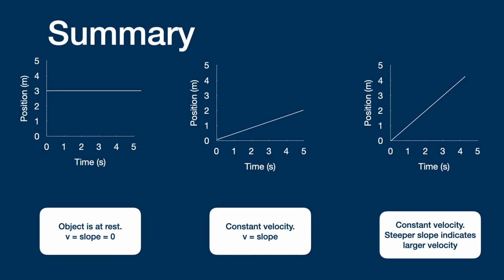In the second graph, we have a linear position versus time graph. This indicates that the object is moving and it's moving at a constant rate, which means there's no acceleration. We're not speeding up or slowing down. The last one, same idea. We have a linear graph, which means that the velocity is not increasing or decreasing. It's constant, no acceleration. But in this case, the slope is steeper, so it's going faster than the second graph.